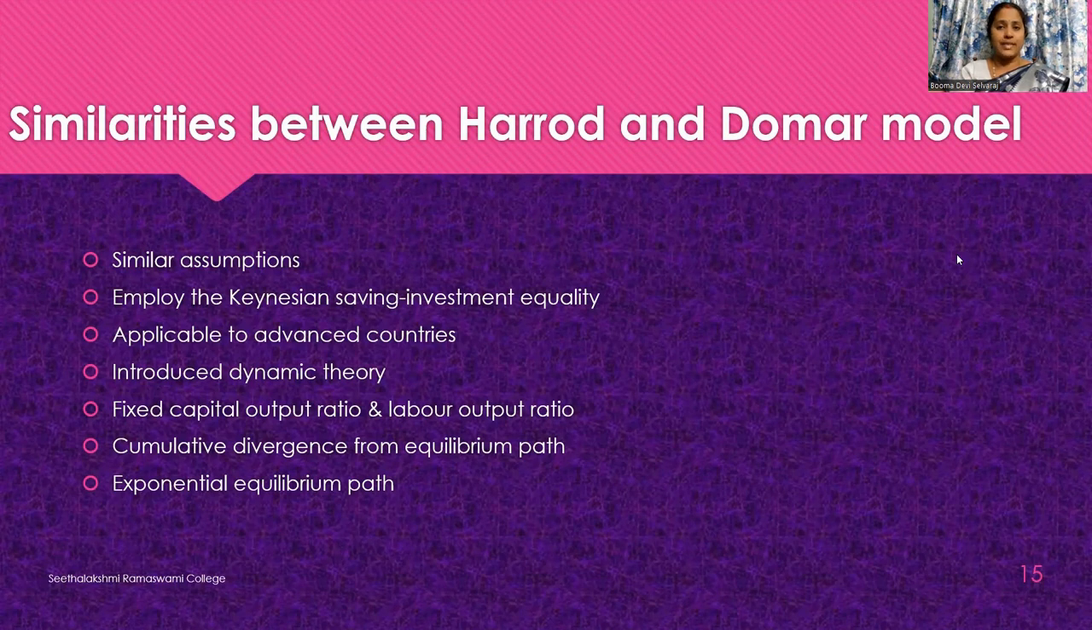Fourth, against Keynes' macrostatic theory, both the models have introduced dynamic theory. Fifth, both the models assume fixed capital-output ratio and labor-output ratio. Sixth, both the models depict cumulative divergence from the equilibrium path, that is, knife-edge equilibrium. The last similarity is both the models are designed in terms of exponential equilibrium path.